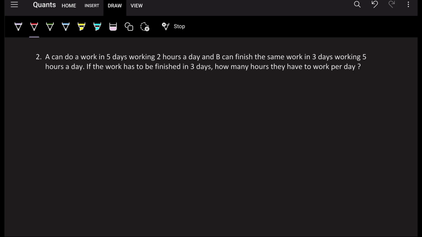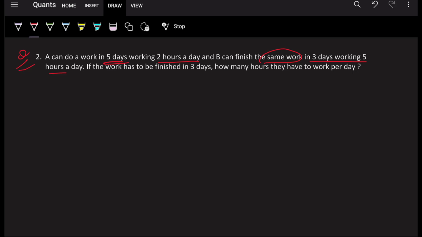Now we will do another question. The question is that A can do a work in 5 days, working 2 hours a day, while B can finish the same work in 3 days, working 5 hours a day. If the work has to be finished in 3 days, then how many hours do they have to work per day? So now again, to do this question, we will find the efficiency of both of these two.